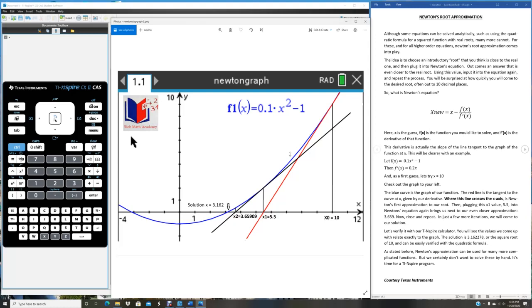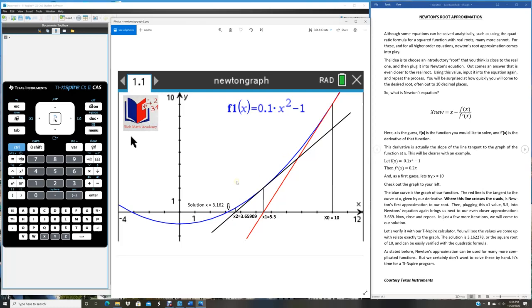Let's try f of x equals 0.1 x squared minus 1. Now this is a very simple equation, but it will help us to see how powerful Newton's approximation is. Again, it can also be used with many higher order equations. If f of x is 0.1 x squared minus 1, then the derivative f prime of x is simply 0.2x. Now, as a first guess, let's try x equals 10.